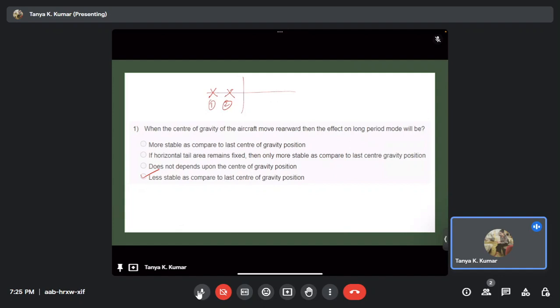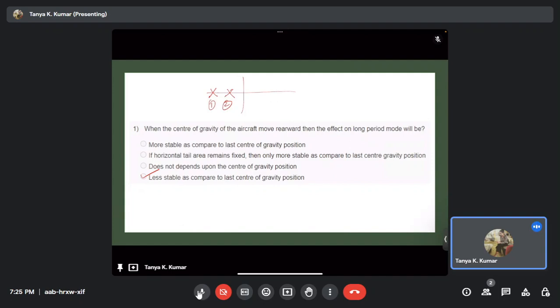The answer we just said will be less stable, right? So for stability, we know that these real parts must be negative, and when it becomes more positive or less negative, it becomes less stable, right? So the real part of the roots must be negative. That was the condition for stability. More negative, more stable. Less negative, less stable, right? Okay, let's move on. Next question.